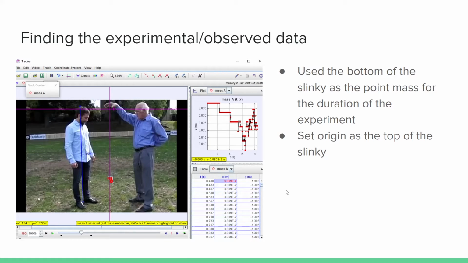When it came to finding the experimental data, I used Tracker in the video clip to track the motion of the slinky. Some things to note are that I used the bottom of the slinky as the point mass for the duration of the clip, and that the origin is set at the top of the slinky.